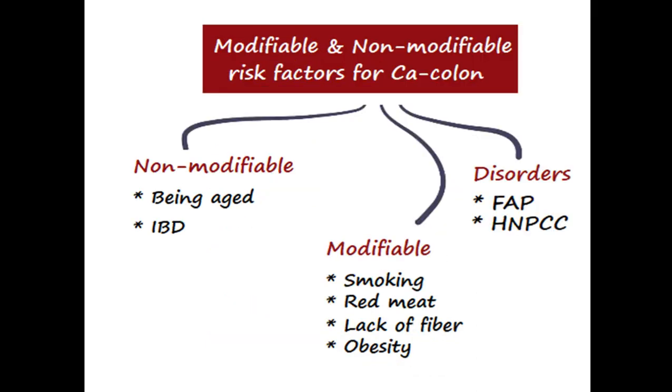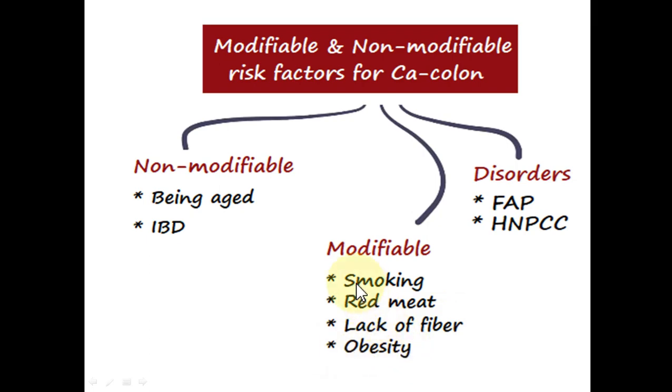Now, out of the risk factors for colorectal cancer, some risk factors are such that we can modify them, and they are known as the modifiable risk factors. For example, we can advise the patient to quit smoking. We can advise the patient to stop eating red meat. We can advise the patient to add fibers to his diet, and we can advise the patient to reduce weight.